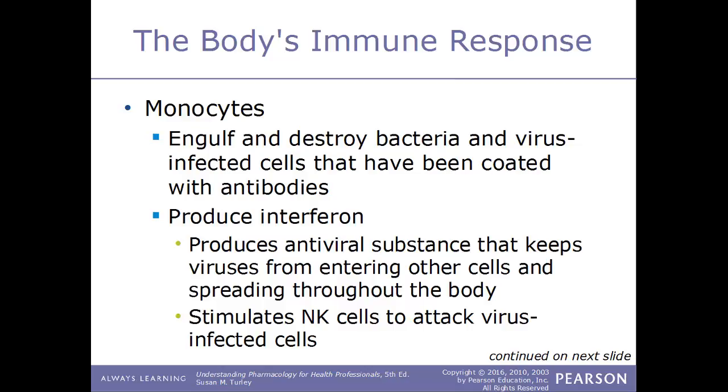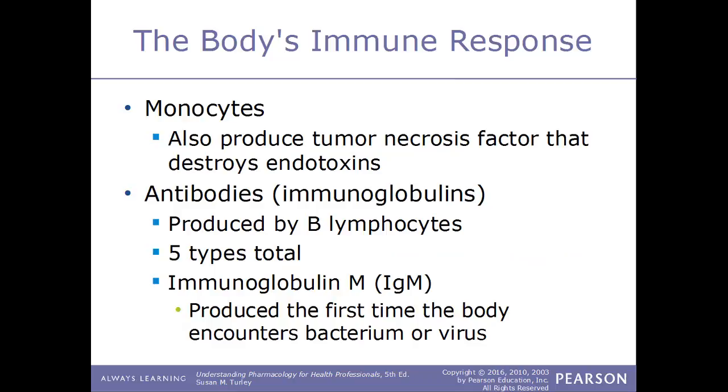Monocytes will engulf and destroy bacteria and virus-infected cells that have been coated with antibodies. Monocytes also will produce interferon. Interferon will produce an antiviral substance that keeps viruses from entering other cells and from spreading throughout the body, and this will also stimulate natural killer cells to attack the virus-infected cells. Monocytes also will produce what's called tumor necrosis factor that will destroy endotoxins that are released from bacteria. This tumor necrosis factor is what will initiate a cell killing itself, or apoptosis, if it becomes infected with a cancer.